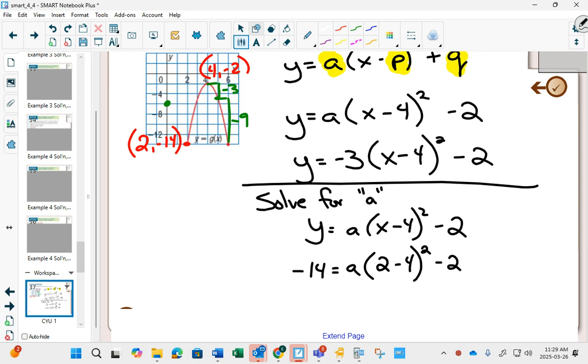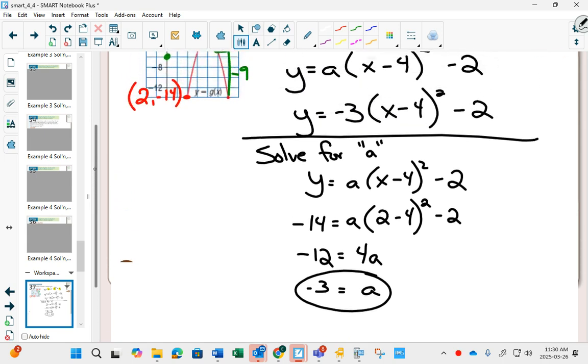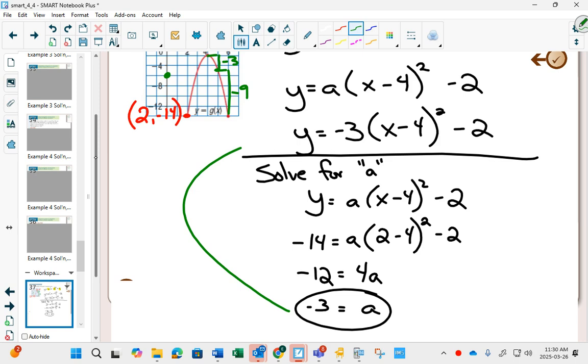well then I have an equation where the only thing I don't know is A. Do I have like terms? Yes, I could add 2 to this side. Those are like terms. I could do the math here. 2 minus 4 is -2, and a -2 squared would be 4, so this becomes 4A. If I divide both sides by 4, I would get A is equal to -3. And if you did it this way, your next step would be now finally write your equation, because you needed a value for A. We just figured it out. We had P and Q. So our goal is to find a number for each of those, and once you've done that, this is your final equation.